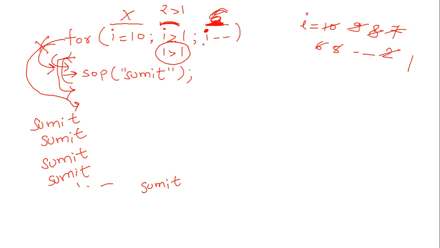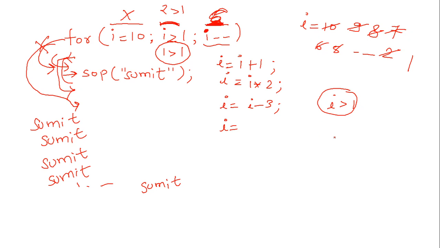Yes, yes. So here also you can give any condition like I equals to I plus 1, I equals to I into 2, multiply by 2, or you can give I equals to I minus 3. It's up to you which condition you want to give. Here as well, as of now I am saying middle condition I greater than 1, or you can use this condition. So how you have to use that, you have to decide.